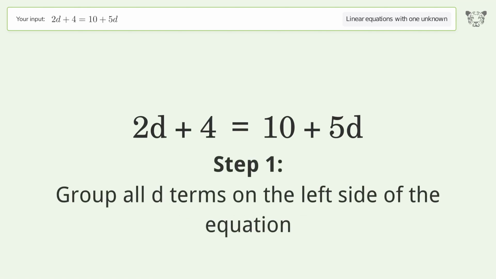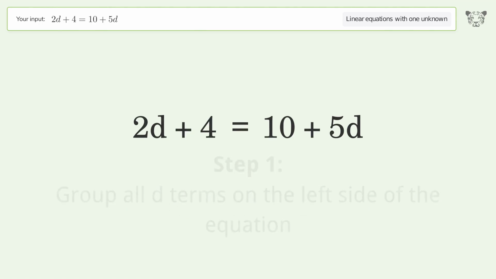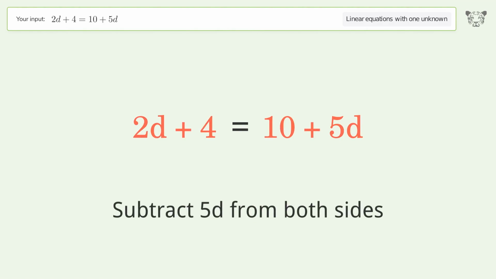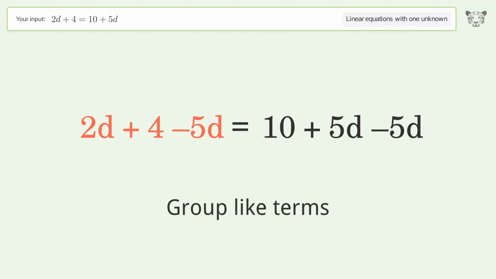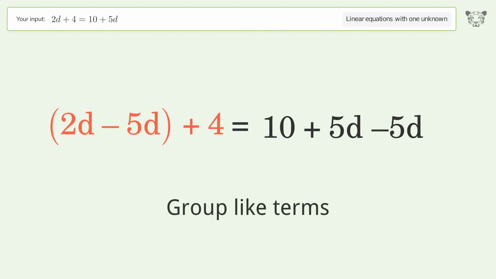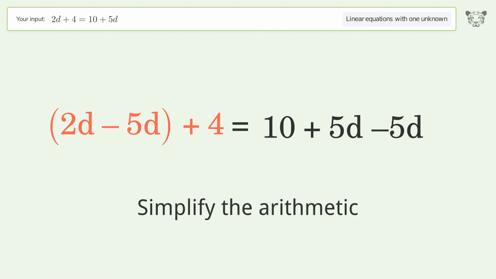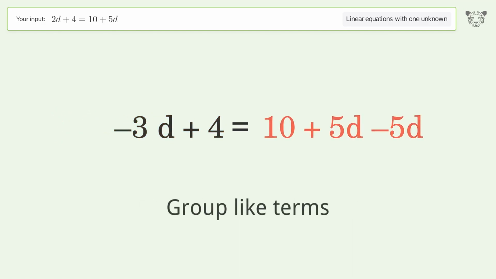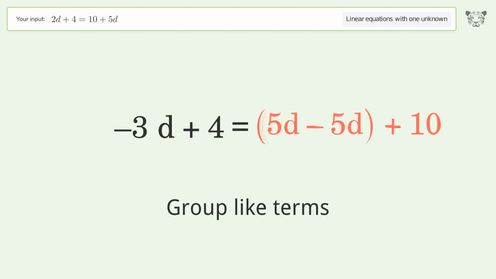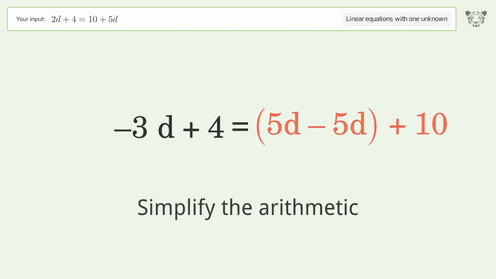Group all d terms on the left side of the equation. Subtract 5d from both sides. Group like terms. Simplify the arithmetic. Group like terms. Simplify the arithmetic.